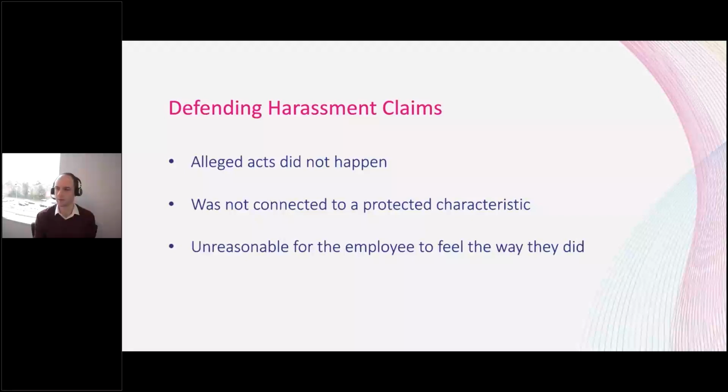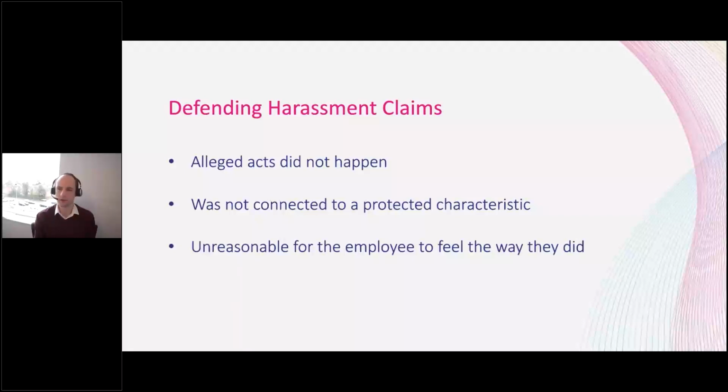So your only real options for defending it are these three. First, that the alleged act didn't happen, which of course is always, for lack of a better phrase, going to be a he said, she said situation. Second, you can argue that somehow what was done or said wasn't connected to a protected characteristic. Sometimes harassment claims can be quite tangentially linked, and it is sometimes open to say, all right, that thing was said, that thing was done, but we don't actually see the connection to the actual protected characteristic here.